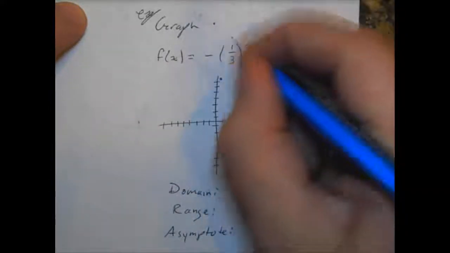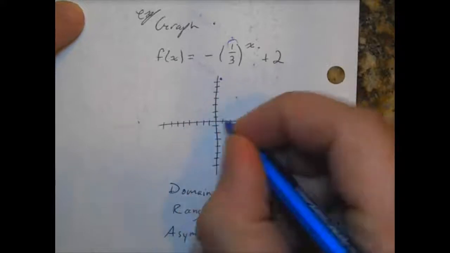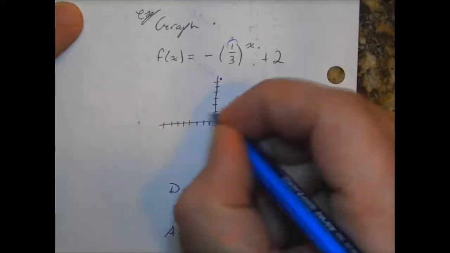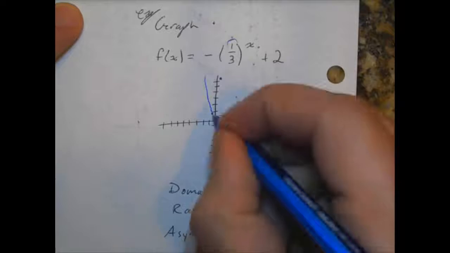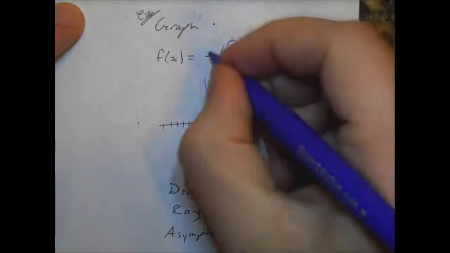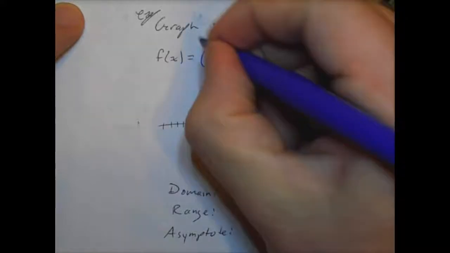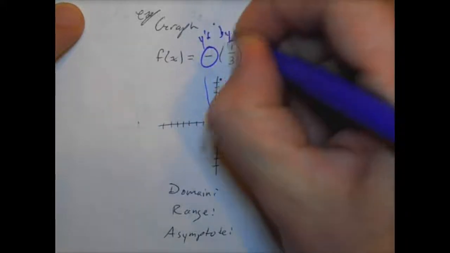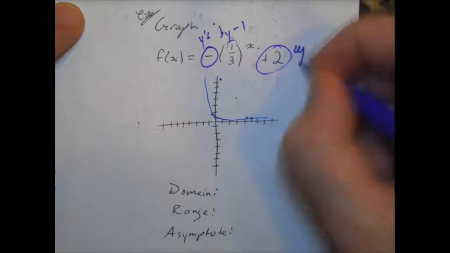So here, our base is 1/3. 1/3 is less than 1, which means I'm going to have a decay function. I don't know why I drew it as a solid line, whatever. That is not our final graph though, because we need to multiply our y's by -1. That negative on the outside goes with the y's, so y's by -1. And then I need to move everything up 2.